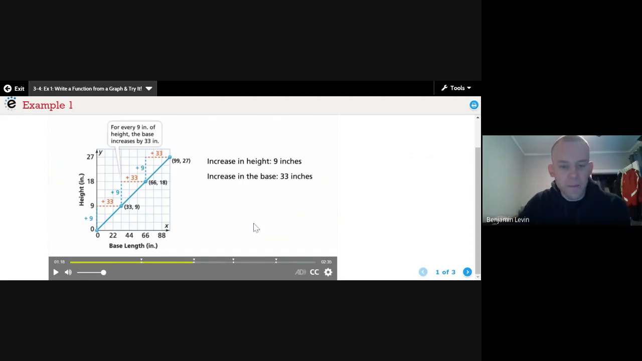Are our memories being refreshed a little bit from doing this? Because we did some homework over this, right? Where you guys were given a linear equation and you had to graph it, or you guys were just given the y-intercept and the slope, and you just had to graph it, right?